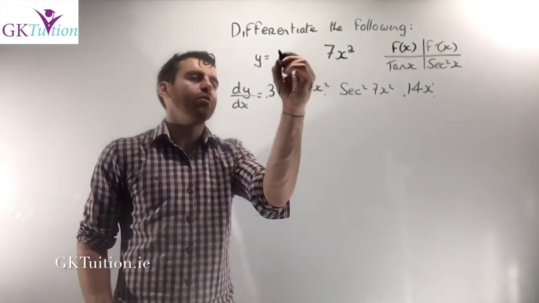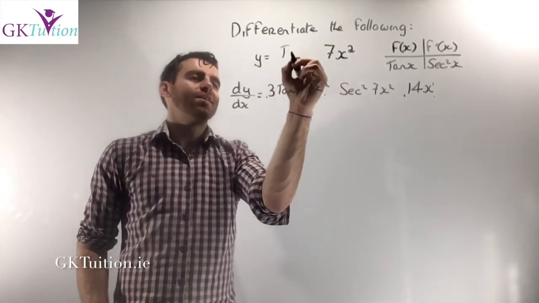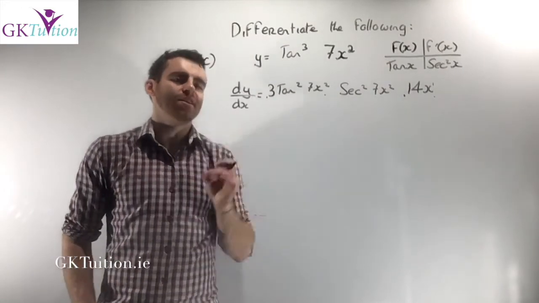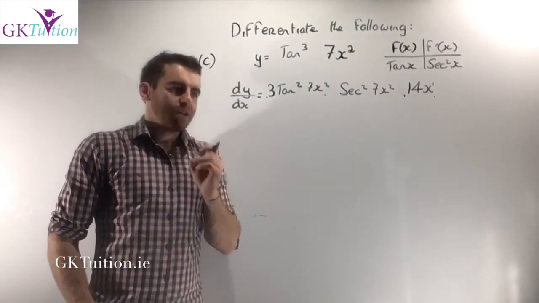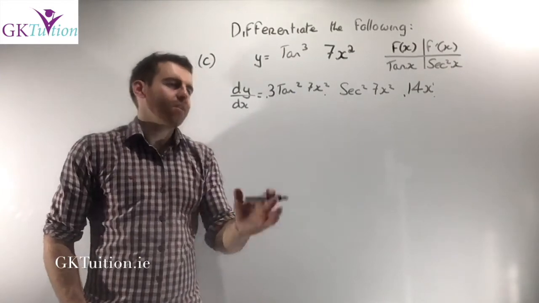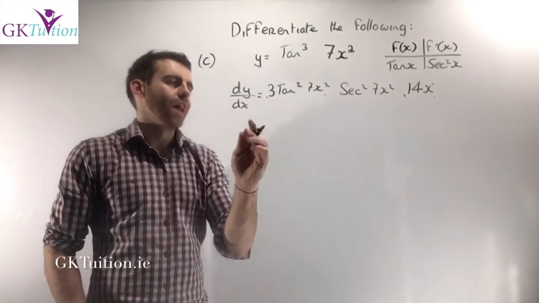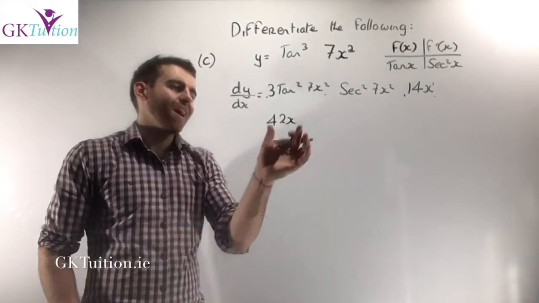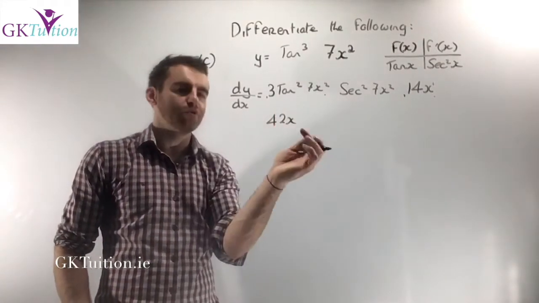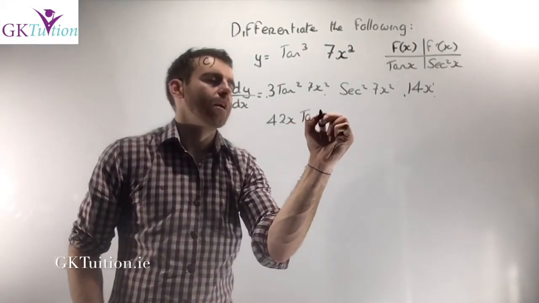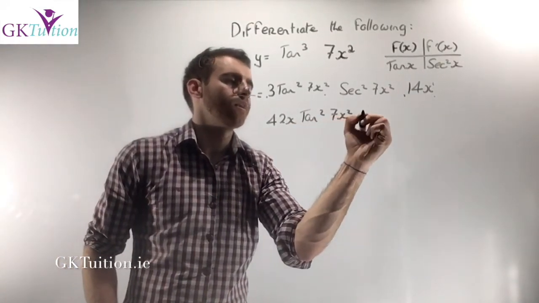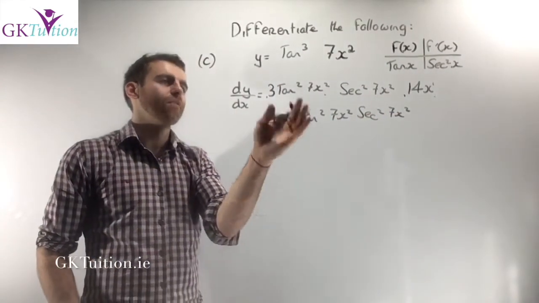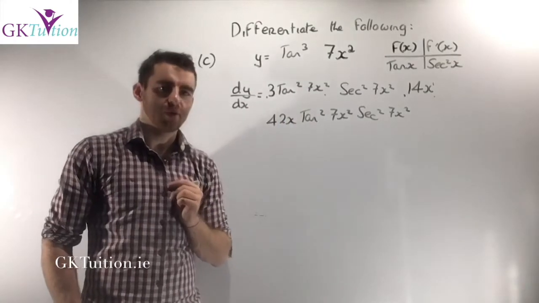And obviously I should have rewritten this in. Originally I had tan cubed 7x squared. Now I can obviously simplify this a little bit. I could multiply the 3 by the 14x. 3 by 14x gives me 42x. And I can't really do anything else, these are 2 different trig functions, so I just have to list them. Tan squared 7x squared, sec squared 7x squared. And that's my final answer for the derivative of tan cubed 7x squared.